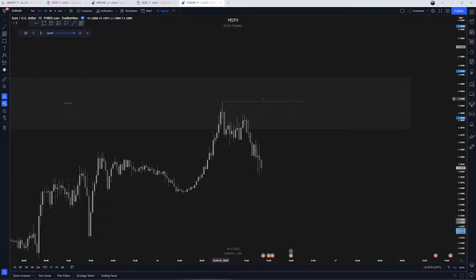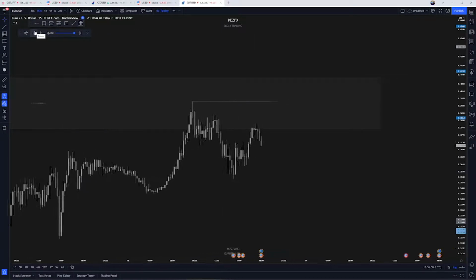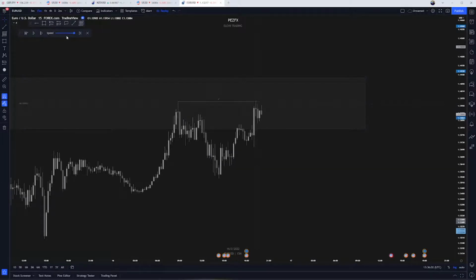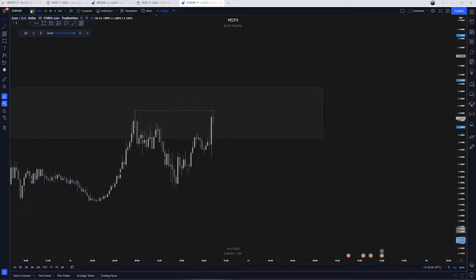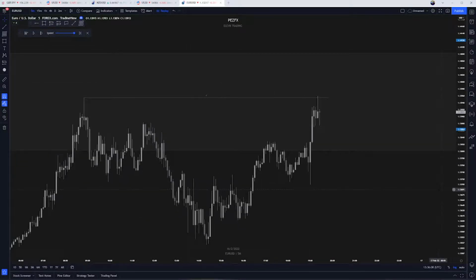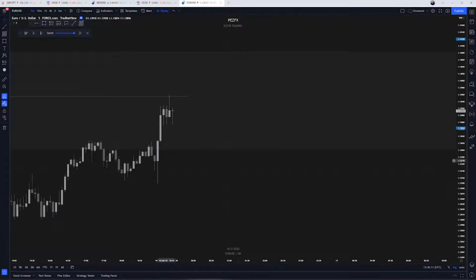So we don't look to enter anywhere here. What we wait for is this first high to get taken. As soon as this gets taken, our alert goes off, and now we're looking for entries. So we move on to the 5 minute, which is my entry time frame, but you guys can use whichever you like.